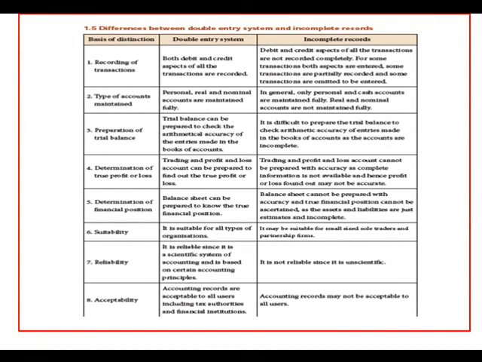This table discusses differences between double entry system and incomplete records. In double entry system, both debit and credit aspects of the transaction are recorded. But in incomplete records, for some transactions, both the aspects are entered. For some transactions, only one aspect is entered. For some transactions, it is totally left out. In double entry system, personal, real, and nominal accounts are maintained fully. But in incomplete records, only personal and cash accounts are maintained.